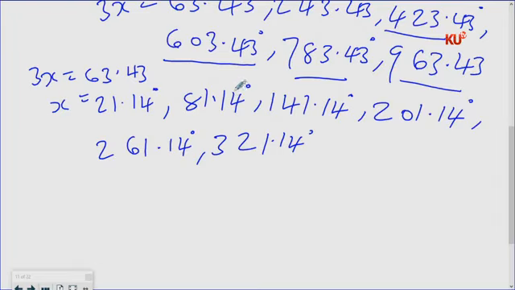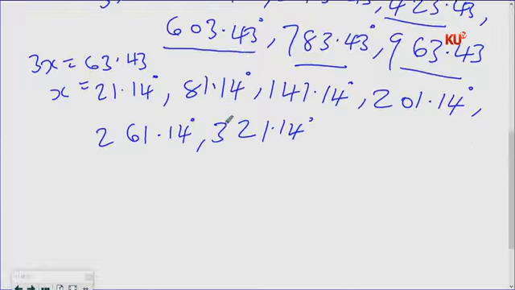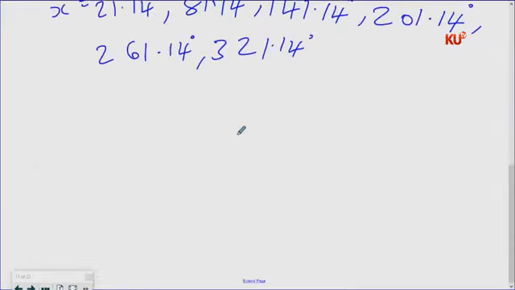So I'm sure there are some students who will just get the value of x and say the value of x is equal to 63.43. Yet we still have other angles that will give us the same answer.